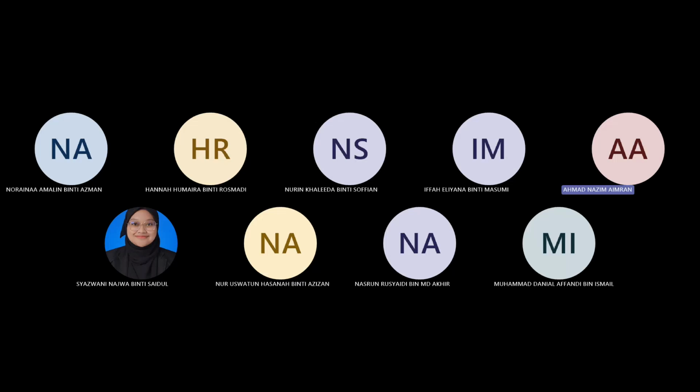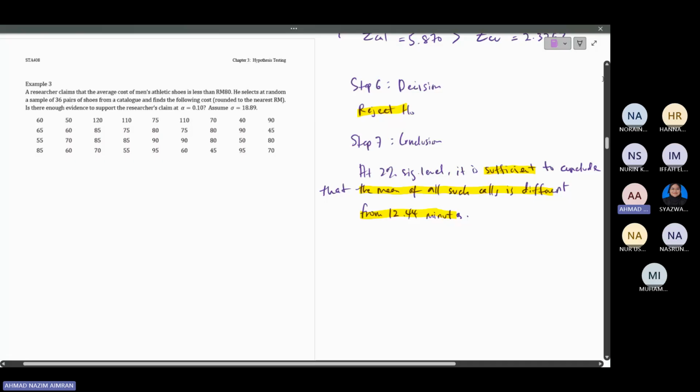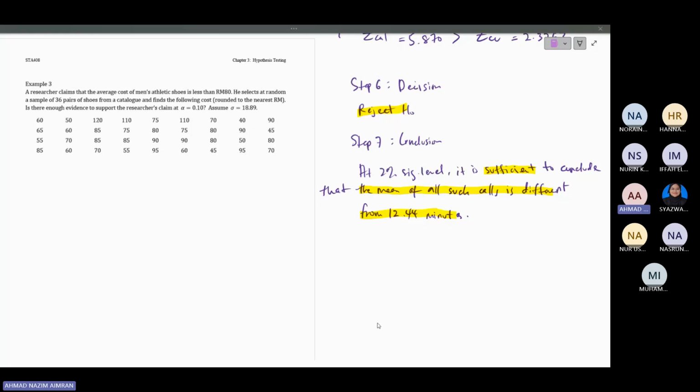So now let's discuss example number 3. Okay, now let's discuss example number 3. This one. A researcher claims that the average cost of men's athletic shoes is less than RM80.